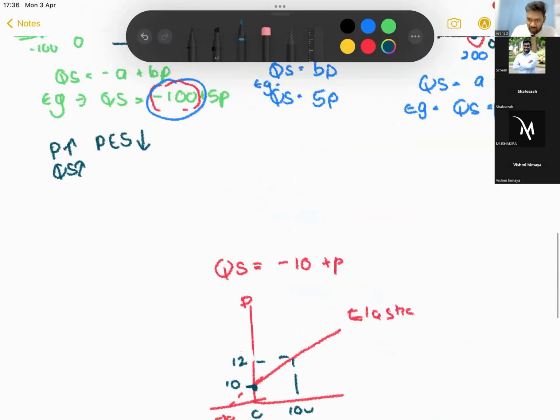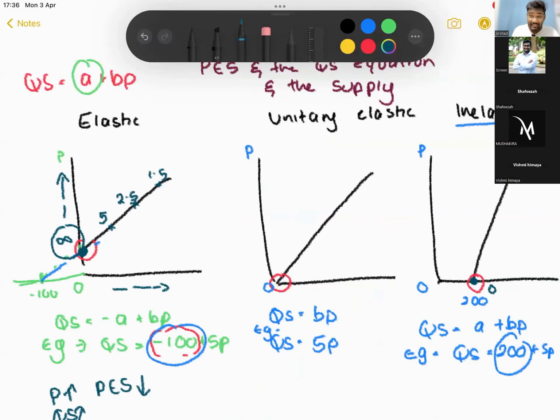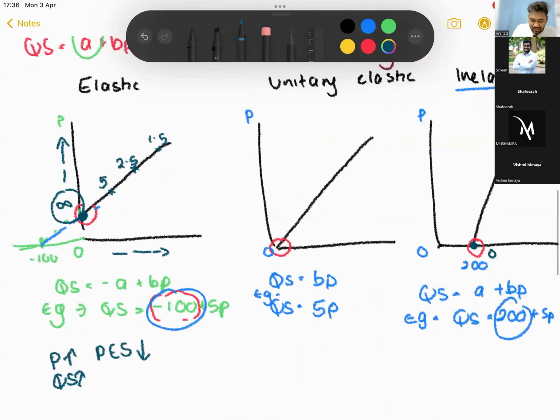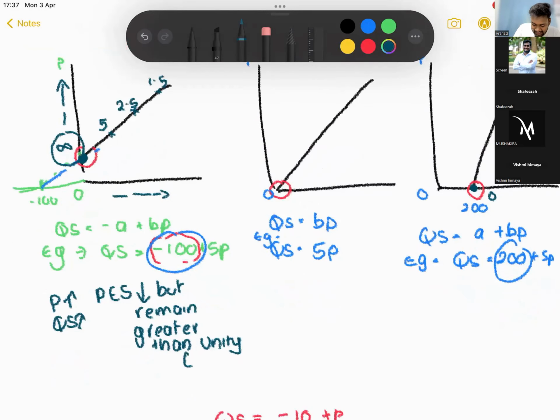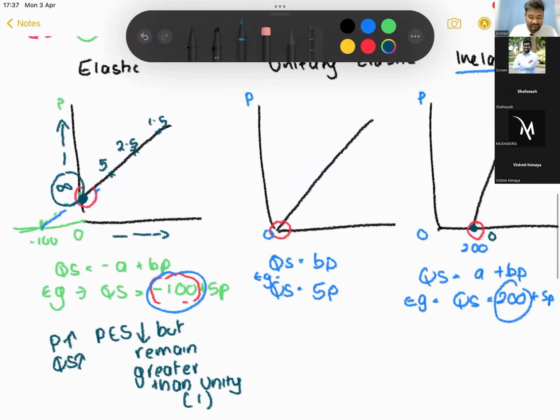But on your end, remember at this point PES is infinity, and whenever you go upwards along the supply curve, you can't go more than infinity, guys. All that can happen is you will go less than infinity. So as the price or quantity supplied increases, PES value will come down, but it will still be more than 1. PES will decrease, but remain greater than unity. Unity means 1, right? Greater than unity. In other words, it will be greater than 1. Is that part fine? Elastic.